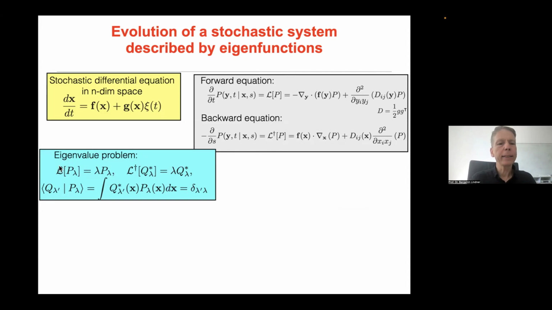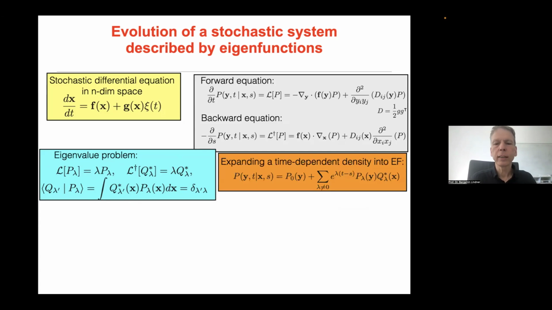And L dagger and L have eigenvalue equations. These two equations are, of course, adjoint, and these are the adjoint operators. And so the eigenvalues are the same, but the eigenfunctions are, of course, different. They fulfill this bi-orthogonal relation here. And you can expand the time-dependent density. That is exactly the thing that I showed you in the movie before, by these eigenfunctions.